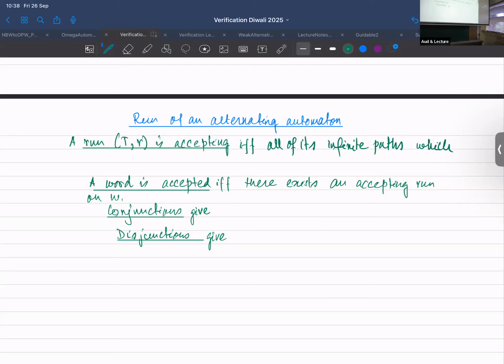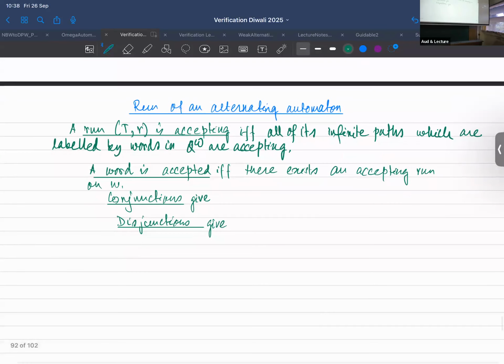Which all the infinite paths which are labeled by words in Q omega are accepting, right? So that means all the paths, so every individual path should visit alpha infinitely often. That's the thing. And we say a word is accepted if and only if there exists an accepting run of the automaton.